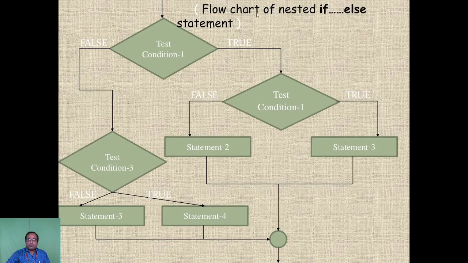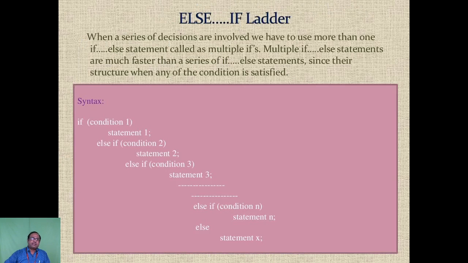Here is the flow chart for the nested if statement. First the test condition is checked. If this condition is true, then the next test condition will be executed. If this condition is true, statement 3 will be executed. If this condition is false, then statement 2 will be executed. Suppose both if conditions are false, then test condition 3 will be executed. If condition 3 is true, statement 4 will be executed. If it is false, statement 3 will be executed. Like that we can perform the nested if condition.